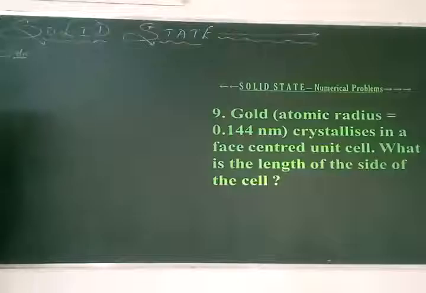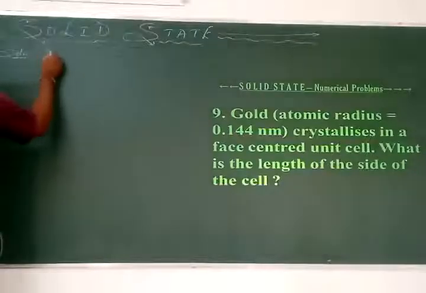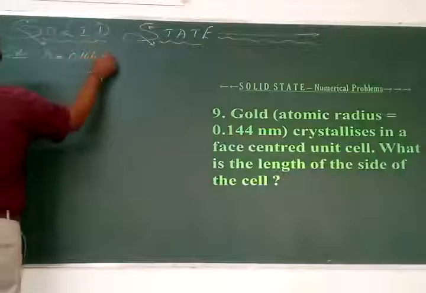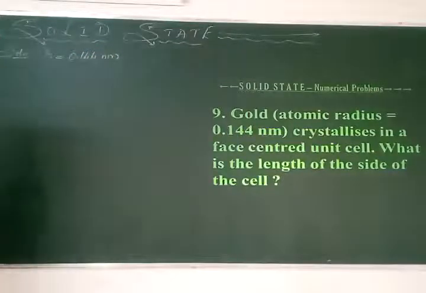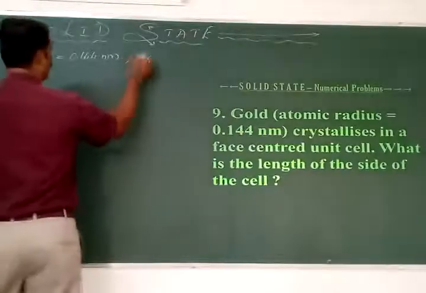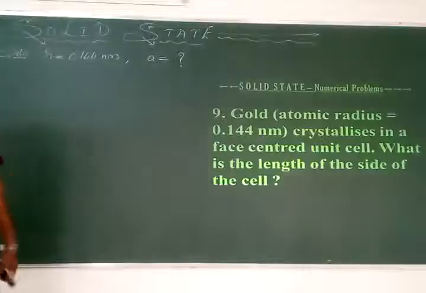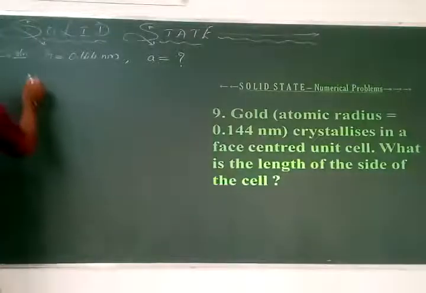So here, the radius with respect to gold is given as 0.144 in terms of which meter? Nanometer. Okay. What is the edge length of the cell? Means we have to find out just the relation between the radius and the edge length.